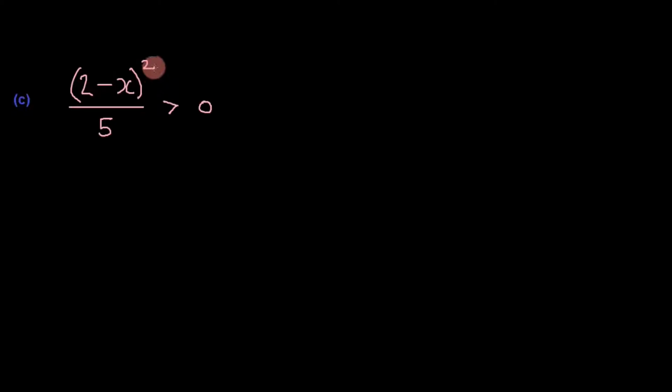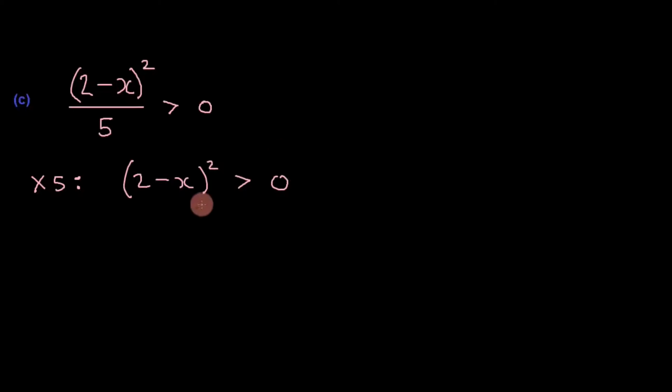So we have 2 minus x all squared over 5 is strictly greater than 0. We can start by getting rid of the 5 on the left-hand side by multiplying through by 5. So we end up with 2 minus x all squared is greater than 0, since 0 times 5 is 0. We know that any real number squared will be greater than or equal to 0. In this case, we want the left-hand side to be strictly greater than 0 and not equal to 0.